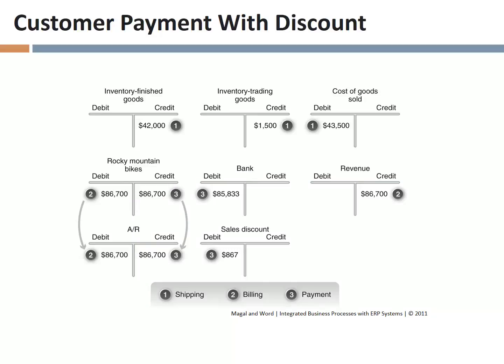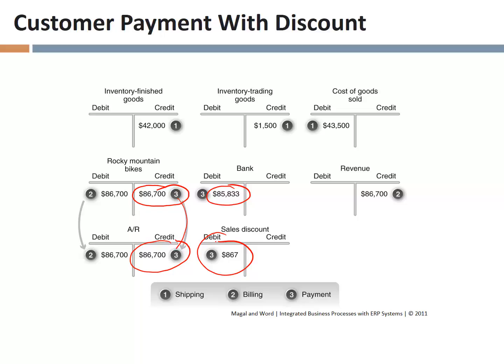Well, in this scenario now, they sent us a check for $85,833. So that's what we're putting in our bank account. So we debit our bank account for that amount, but we can't credit their account for $85,833 because if we did that, we'd be reflecting that they still owe us money, and they don't. They sent us $85,833 in settlement of a debt of $86,700. So our credit is for that full amount, but then we've got that $867 discrepancy. Well, that gets posted to a sales discount account. So you'll notice if we add together the two debits here, it's reflective of the amount of the credit.